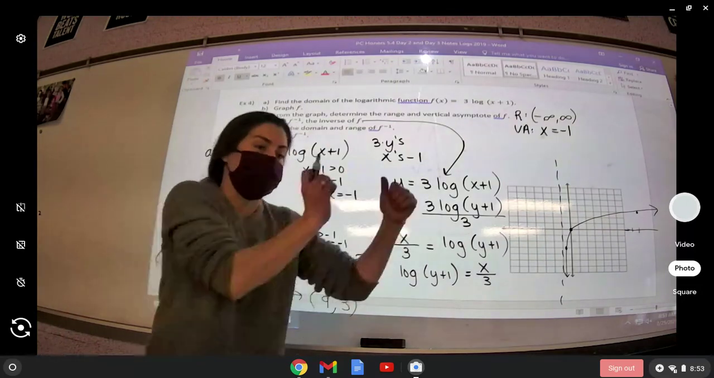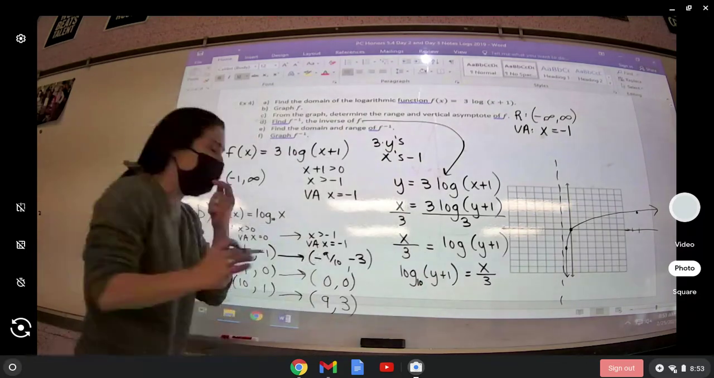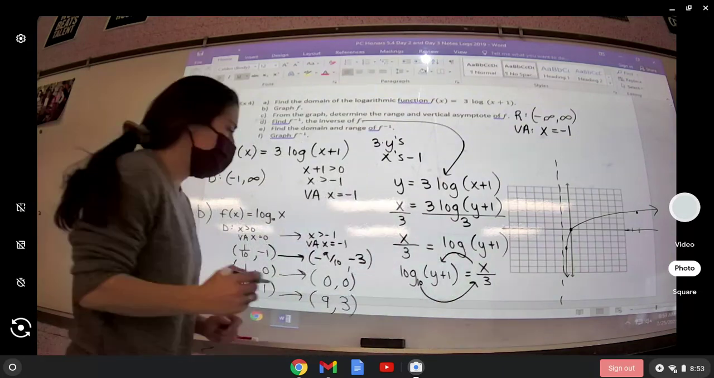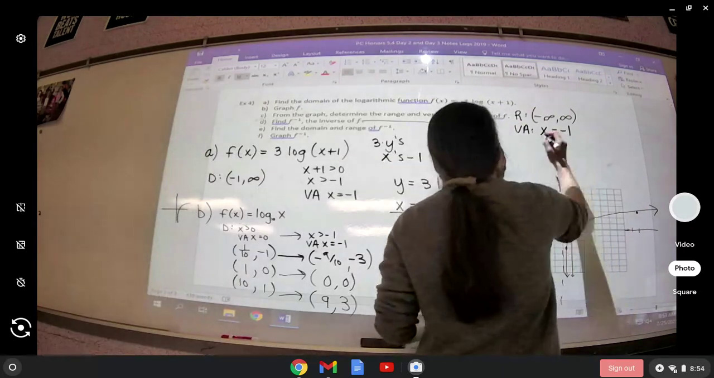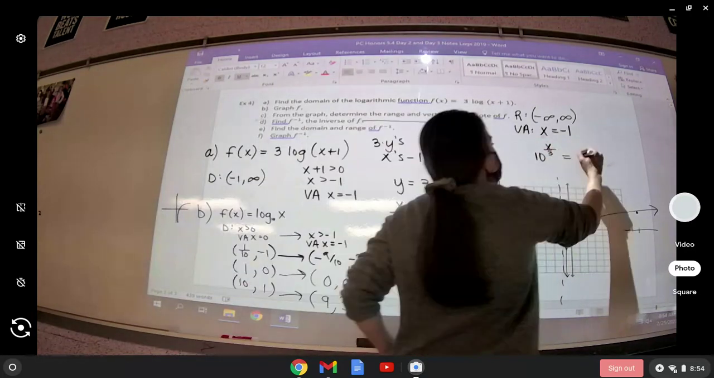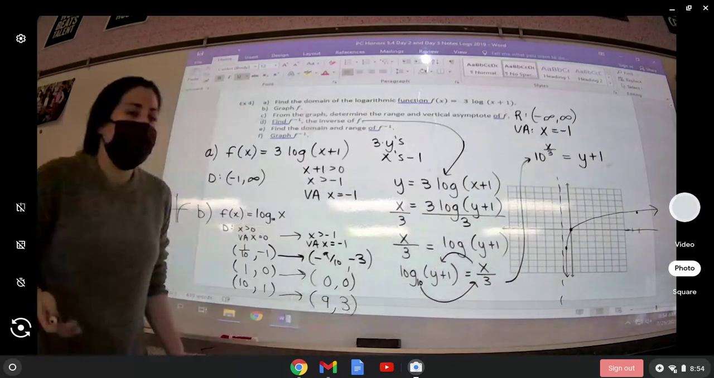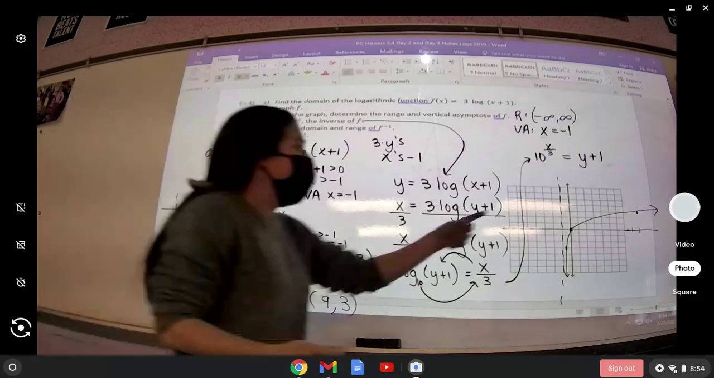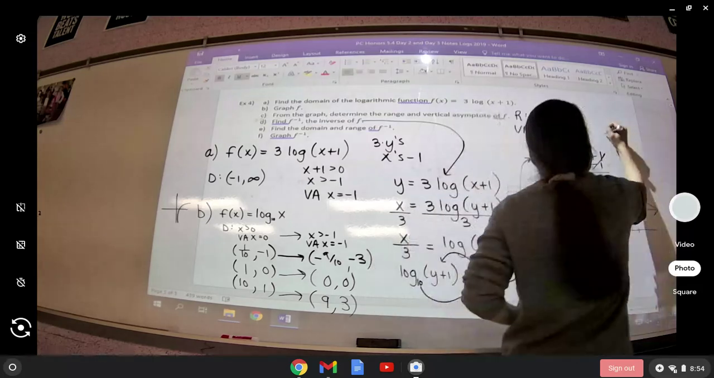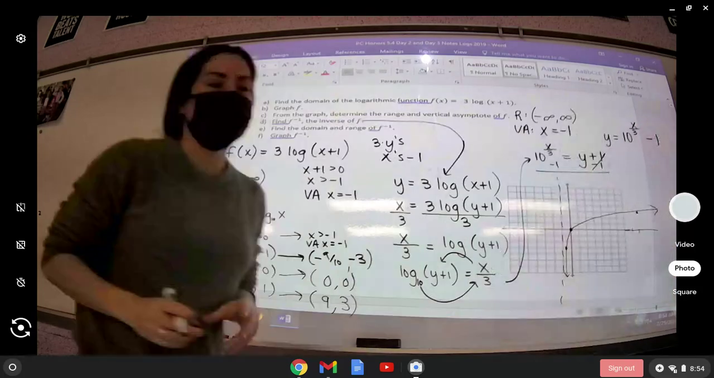So we're going to have to change this from log form to exponential form. This is a base 10 log. So what does your log loop say? Your log loop says 10 to that power equals that answer. So 10 to the power of x over 3 equals y plus 1. Just going up there now. Sorry, I have very limited board space. All right, and now get y by itself, -1. And there's your inverse function.